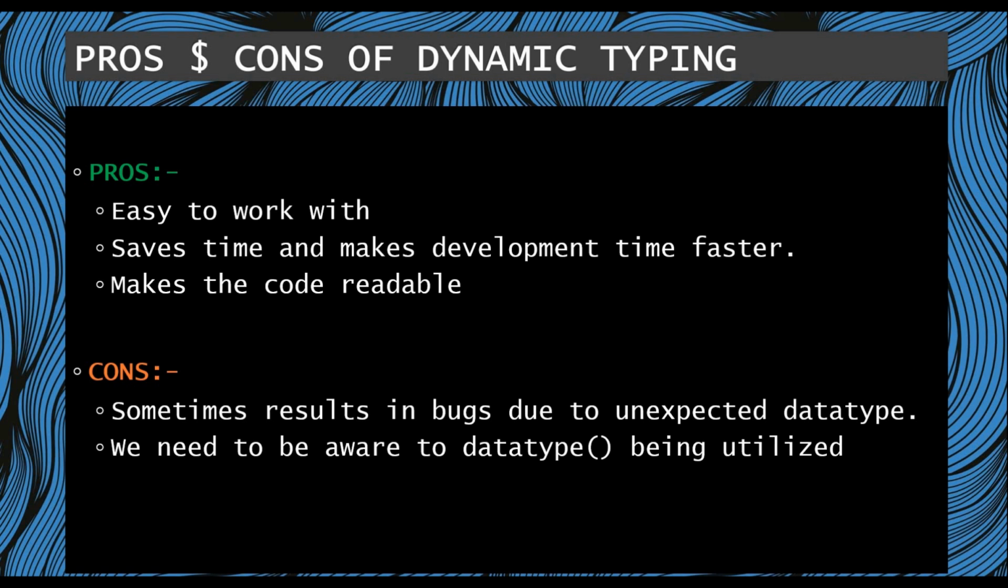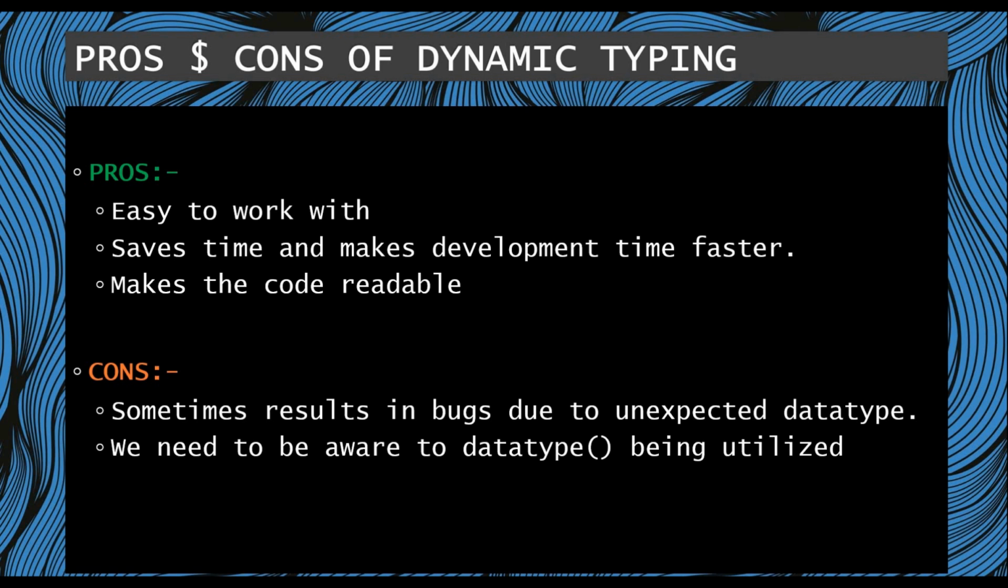We may have an unexpected data type that shows up and causes problems later on in the operation of our code. So we should be aware of the data type while we are coding, or we can use a special type function that's built into Python and quickly check the type of any variable that we are utilizing. We'll come to that in a bit and show you how to do that. So once again, going through the pros and cons of dynamic data type: it's easy to work with, saves time, makes development time faster, and makes the code readable.